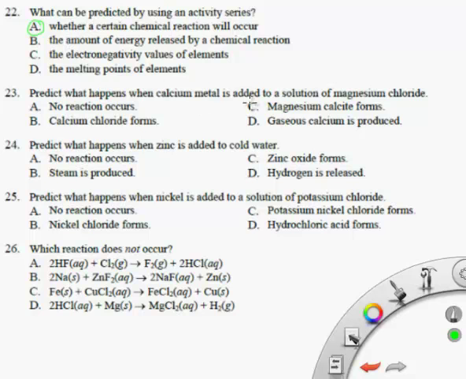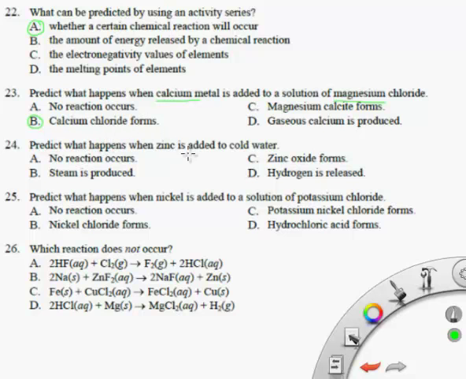Predict what happens when calcium metal is added to a solution of magnesium chloride. In this question, you'll need to pay attention to calcium and to magnesium. These are both metals. Look at them up on your activity series. If calcium is higher than magnesium, then the reaction will occur, and calcium will displace magnesium. Since calcium is in fact higher than magnesium on the activity series, the reaction does occur, and calcium chloride is formed.